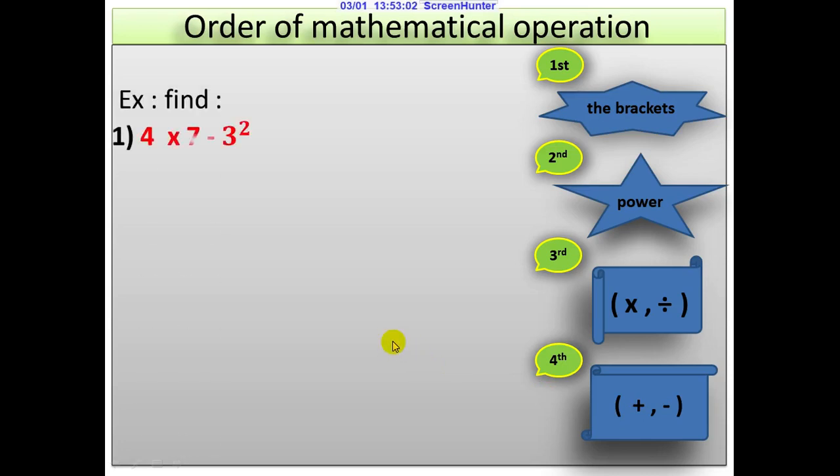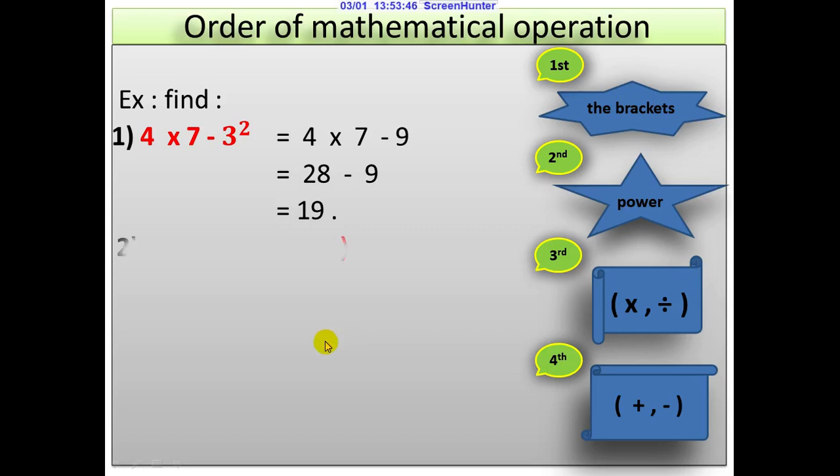Exercise number 1. He gave me 4 multiplied by 7 minus 3 raised to power 2. Which one must we do first? Yes, we must do the power. So we keep 4 multiply 7 minus 9. Here we have multiplying and subtracting operations. Which is first? Yes, we must do multiplying first. So we multiply 4 by 7, it will be equal to 28 minus 9. Finally, we do the subtraction operation. It will finally be equal to 19.